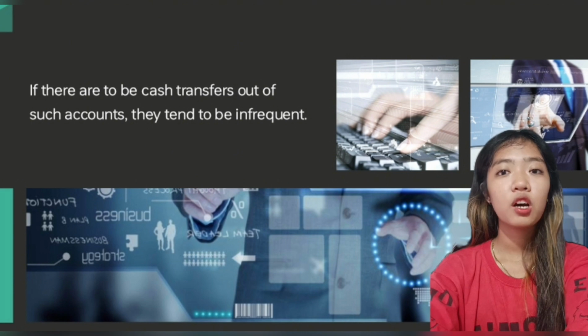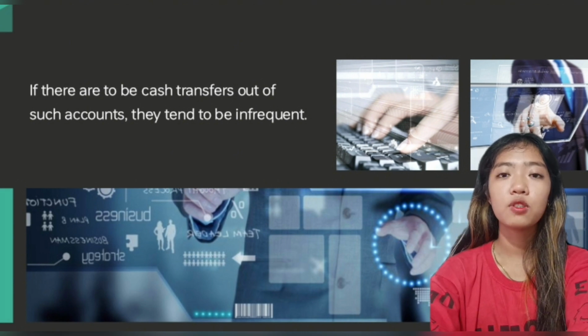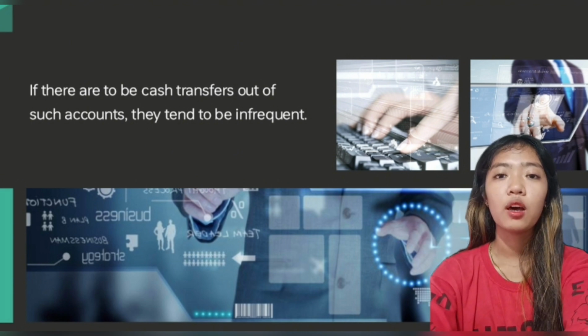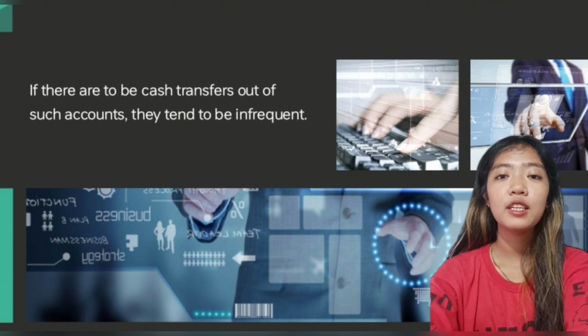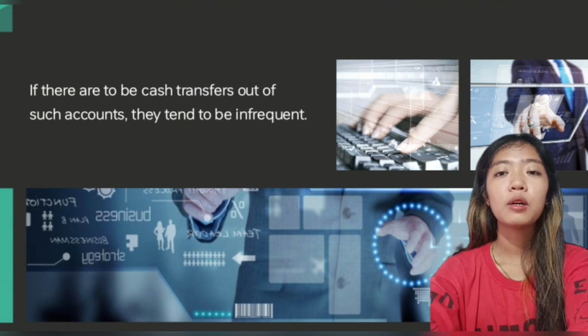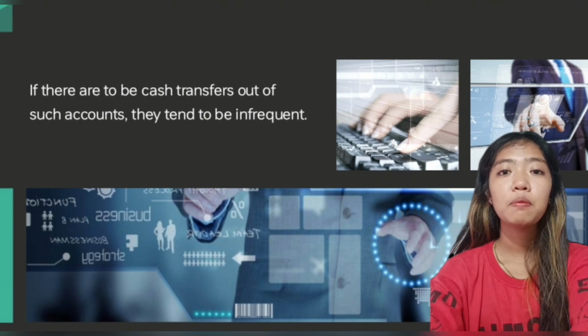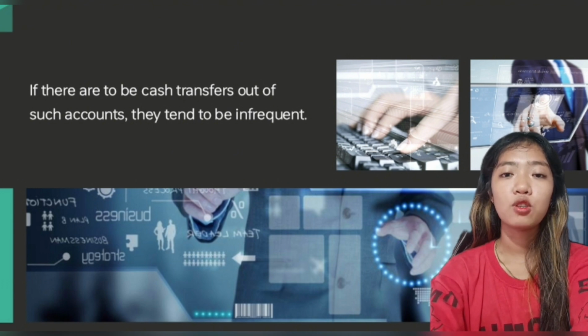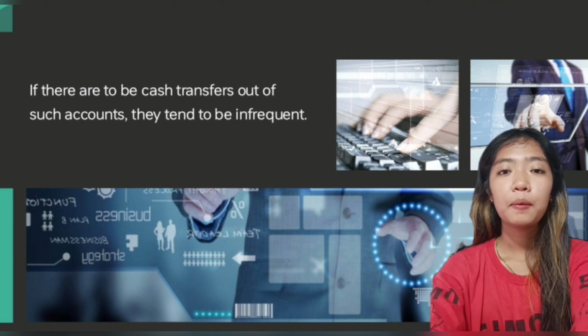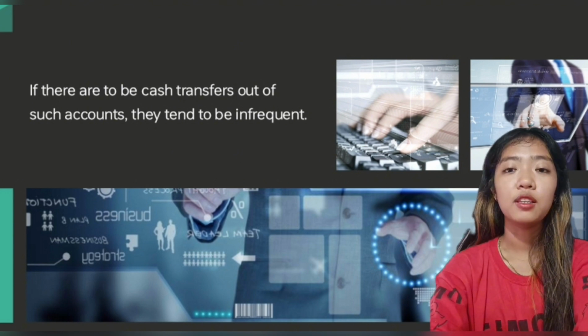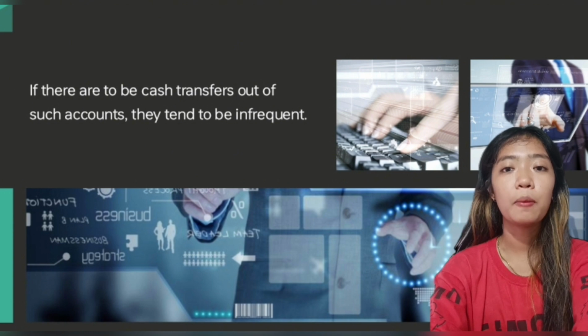If there are to be cash transfers out of such accounts, they tend to be infrequent. Mas gugustuhin ng isang kumpanya na mapanatili ang sobrang balance ng pera para na din maiwasan ang mga overdraft at ma-siphon off kapag may malinaw na sobra na pera. Dahil nga mano-mano ang account management, it is more cost-effective from a labor perspective to limit the number of transfers into or out of these accounts.